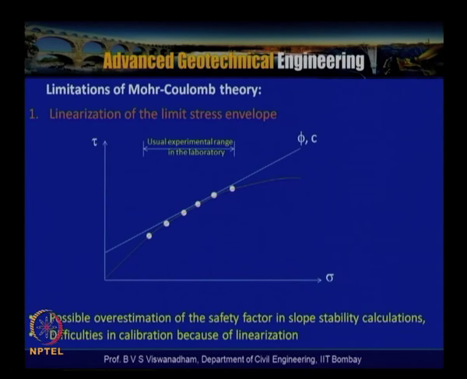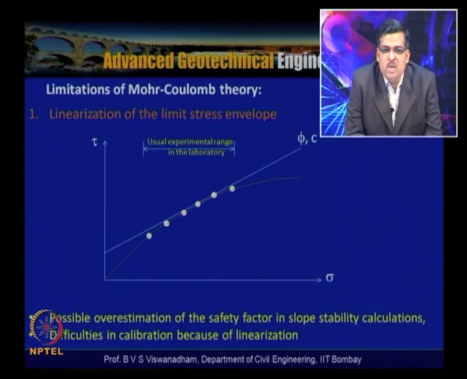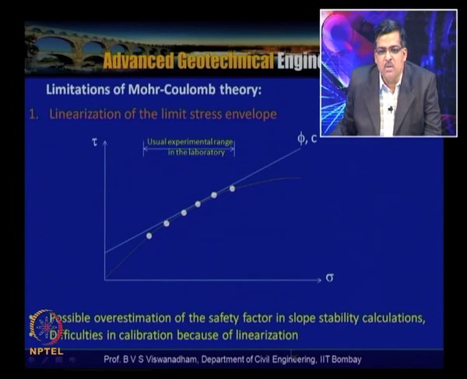Now, there are some limitations of Mohr Coulomb theory, which we have discussed, but we are elaborating again. One of the prime limitations is that the Mohr envelope is a curve, and the Coulomb equation is a straight line. So, within the usual experimental range in the laboratory, it is assumed as linear. A possible overestimation of the safety factor for slope stability calculations can be interpreted, and there are difficulties in calibration because of the linearization.